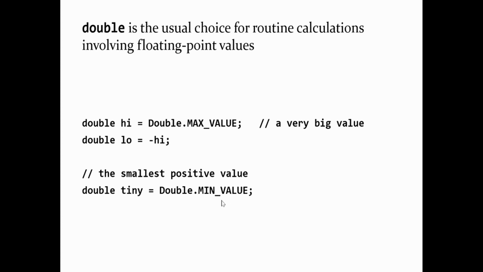Okay? Now doubles are a bit funny, because there's also a smallest positive value. The next value that's larger than 0 is stored in double min value. So double min value is not the analog of integer min value. The analog of this in double is negative double max value. Double min value is the smallest positive value, so the smallest value greater than 0.